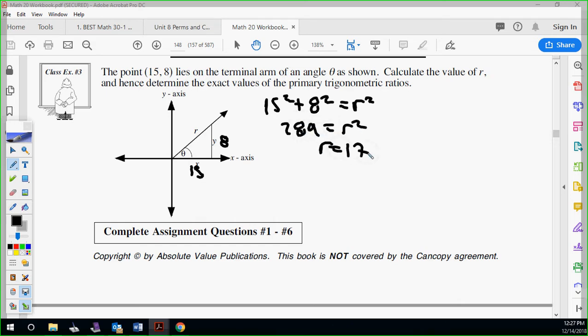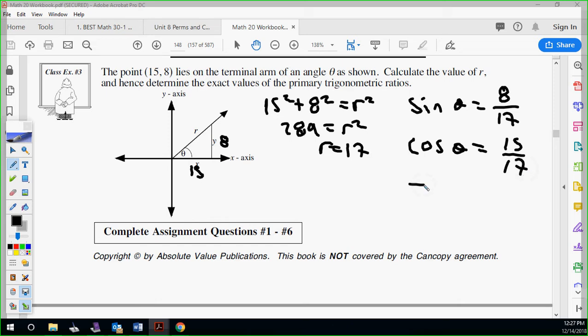And then it wants us to write the ratios now. We have x, y, and r, so we can write those three ratios. So sine theta is what? Good. And then cosine theta and tan theta. Yep. Just plugging in your x, y, r, and the ratios you just wrote above.